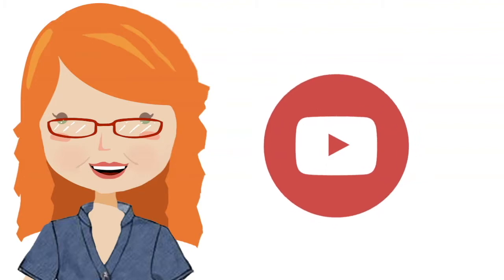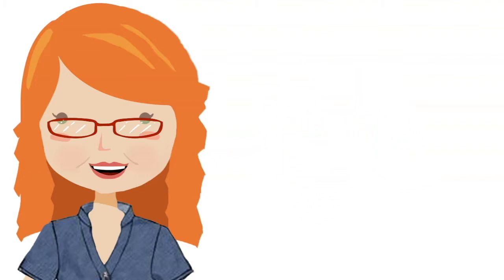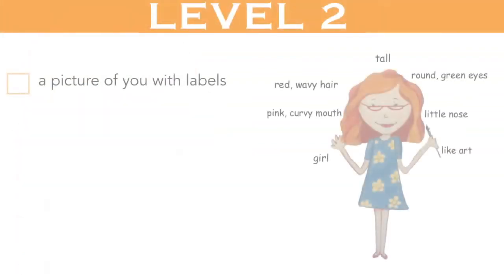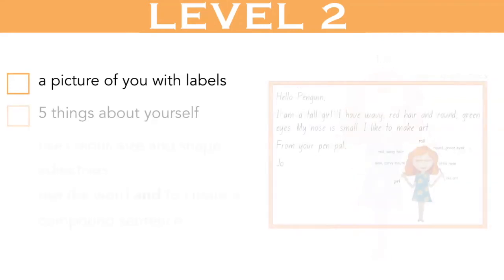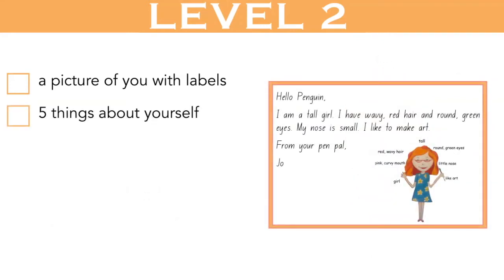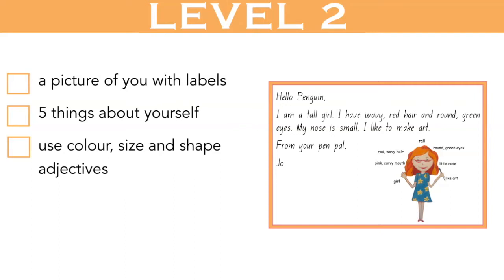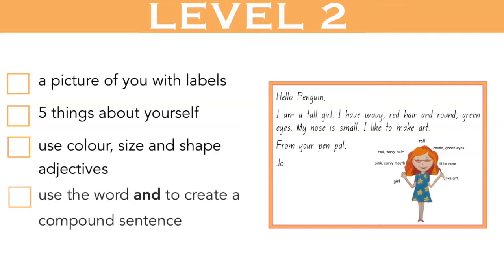Here we go, little writers. Let's get started. We're going to begin by having a look at what we need to include. At Level 2, we have to include a picture of ourselves with labels. We have to describe 5 things about ourselves. We have to use colour, size and shape adjectives. And we have to use the word and to create a compound sentence.